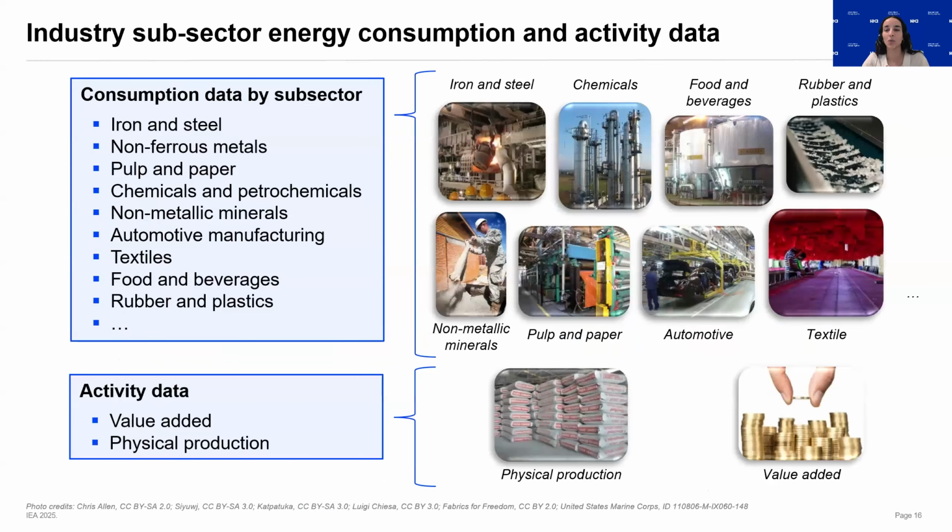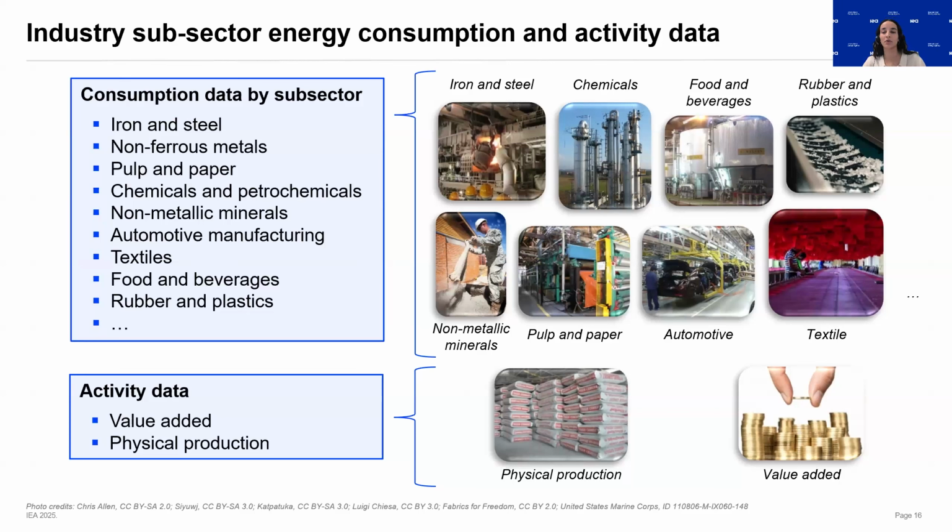For this reason, we collect energy consumption data by subsector, such as, for example, basic metals with ferrous and non-ferrous metals, paper, pulp, and printing industry, the chemical and pharmaceutical products, non-metallic minerals such as cement or clinker, textiles and leather, the food and tobacco industry subsector, the rubbers and plastics, and so on and so forth.